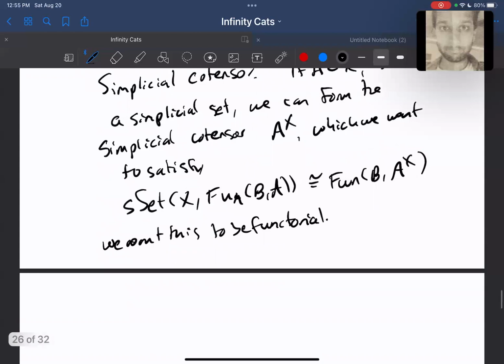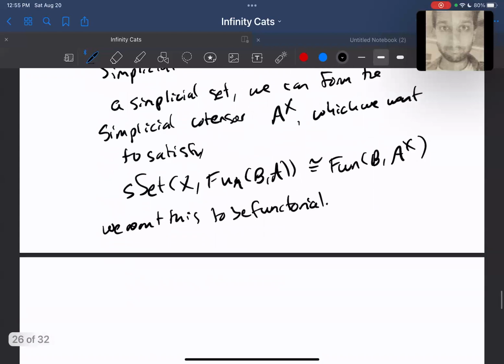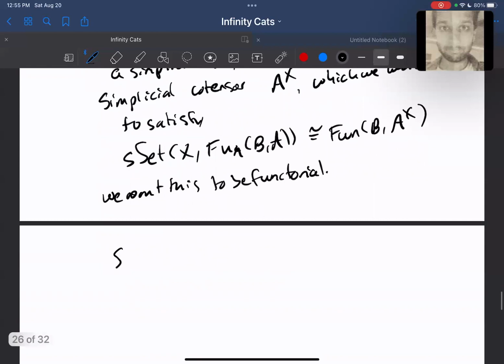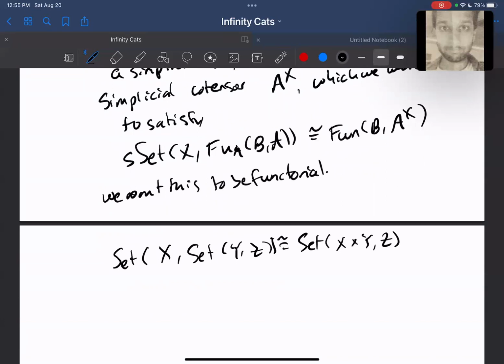So what you can sort of think of this as is if you were thinking in sets and you want to talk about cotensors in sets. So if you have Set from X to Set(Y, Z) as an example, then this would be isomorphic to Set from X times Y to Z, which is isomorphic to Set from Y to Z to the X, where Z to the X is equal to Set(X, Z). This is sort of the intuition you can take from it.